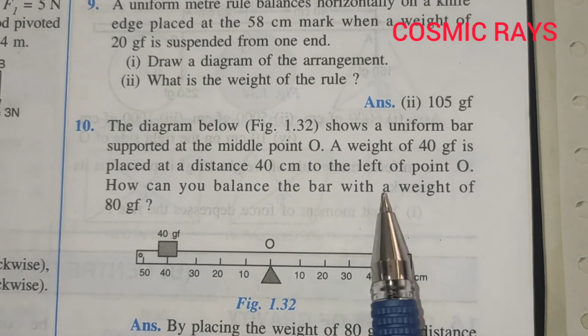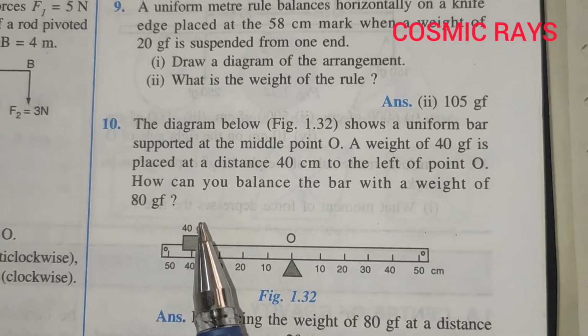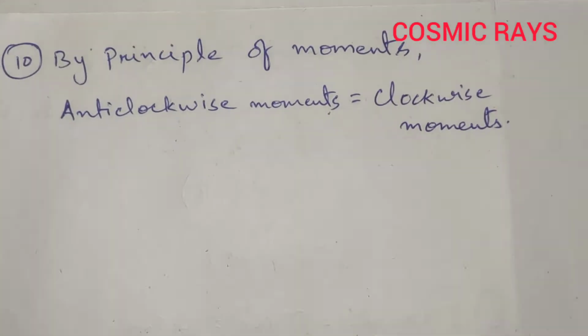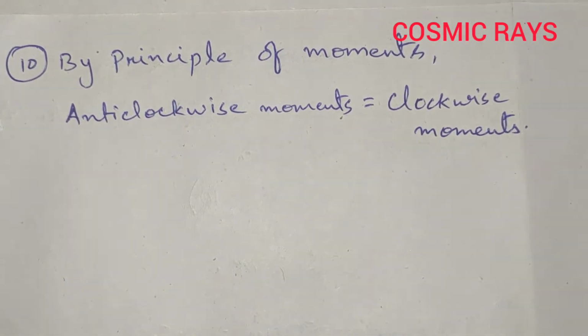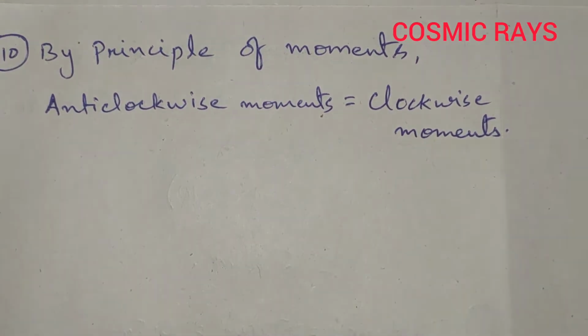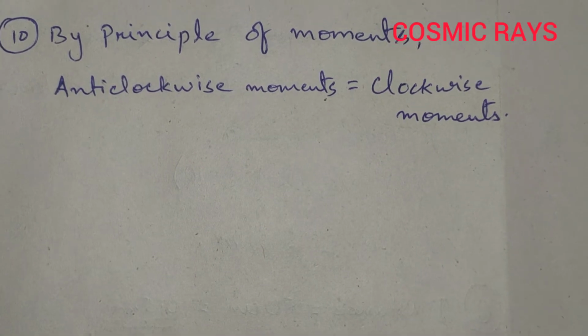How can you balance the bar with a weight of 80 GF? Now here we will take help of the principle of moments, which says that the sum of anti-clockwise moments is equal to the sum of clockwise moments.